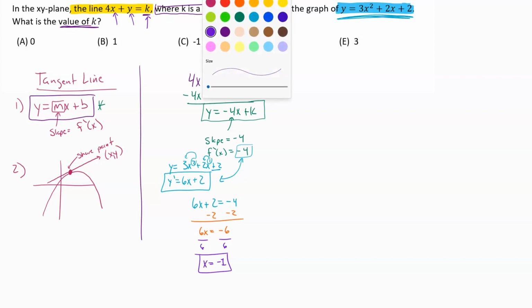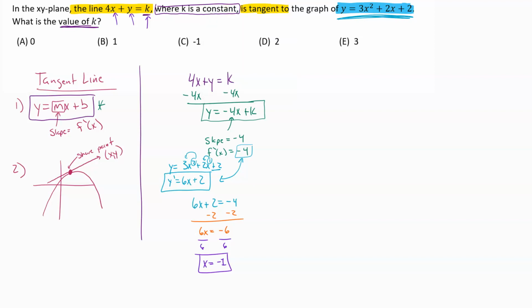So we use the idea that the slope of our tangent line is equal to our derivative to find the x value. And then the second piece of this is we're now going to realize that our equations share the same point. So our y equation here has to have the same point as our tangent line, our y equals negative 4x plus k. They have to share that point there. So now what I'll do is I'll plug negative 1 into that equation to find out what the y value is that goes with that, because they share that point.